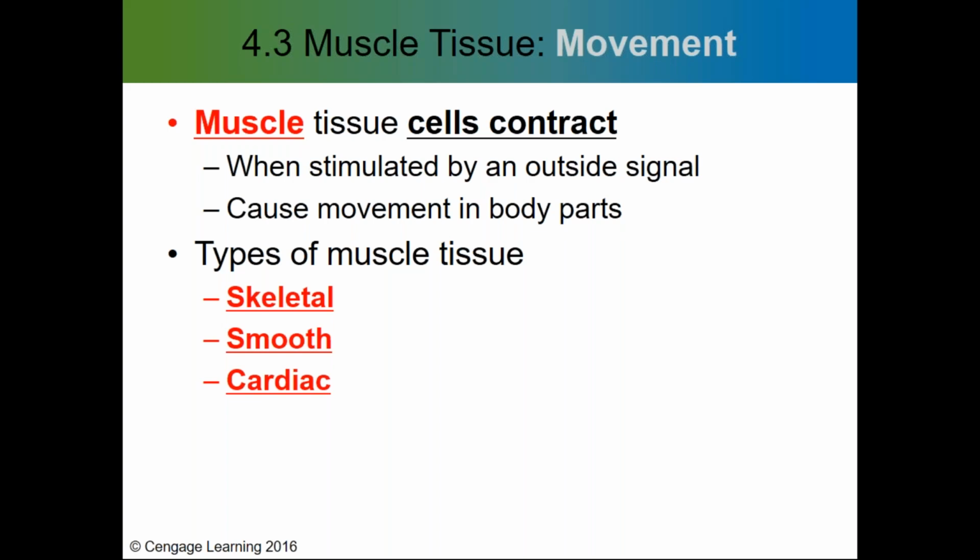The muscles that we talked about are skeletal, smooth, and cardiac muscle. So skeletal muscle is the muscle that you're thinking of when you move your body. That's skeletal muscle, right? You have conscious control. I think about moving my arm, and I'm able to do it.